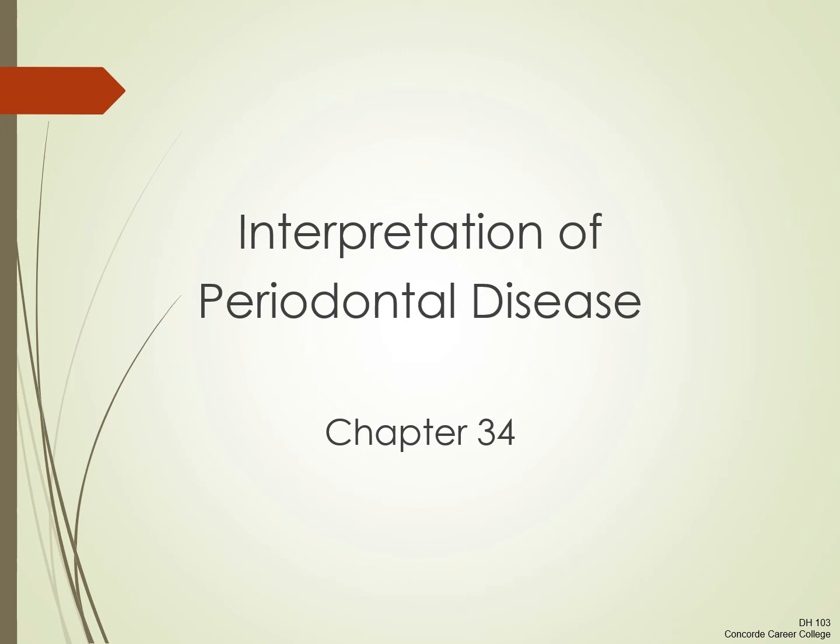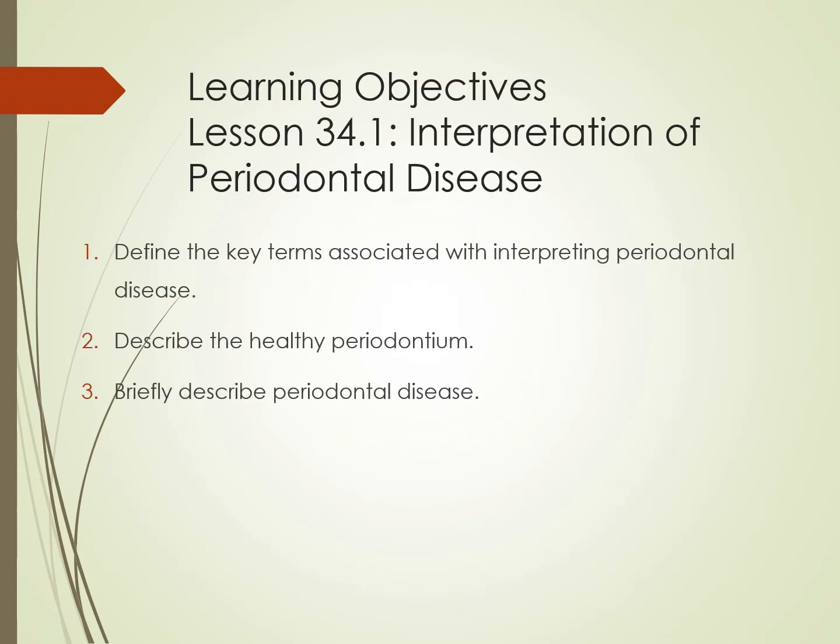Chapter 34 is going to be on the interpretation of periodontal disease in dental images, and it's going to start on page 413. Learning objectives for this chapter will be to define the key terms associated with interpreting periodontal disease. We'll discuss the healthy periodontium, what that looks like on a radiograph, and we'll briefly describe periodontal disease. You will have a whole other term, a whole other course on periodontal disease. So we will certainly not get into all of the nitty-gritty that goes into that.